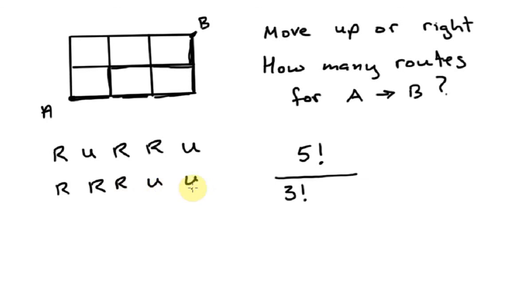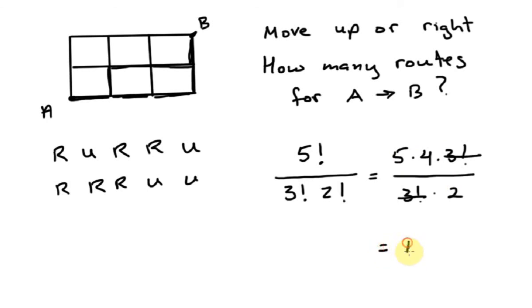And I also have to account for flipping around the 2 U's, because after all, up and up doesn't look any different than up and up. Changing the order doesn't actually look any different. So here's what we have to work out. 5 times 4 times 3 factorial on the top, and a 3 factorial times a 2 on the bottom. Cancel the 3 factorials, and I have 20 divided by 2. There are only 10 uniquely different routes to go from A to B.